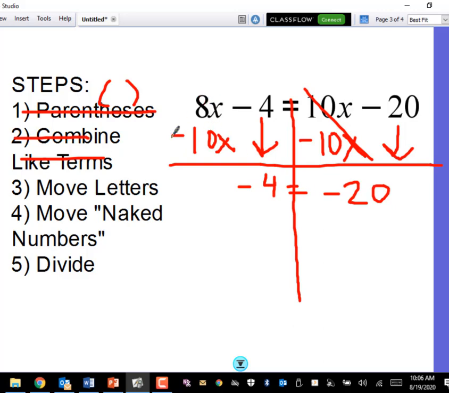And then I'm actually doing 8 minus 10. You can do it in the calculator or in your head. Either way, you're going to get negative 2x. So that was our move letters step. Yay. Next step is move the naked numbers.